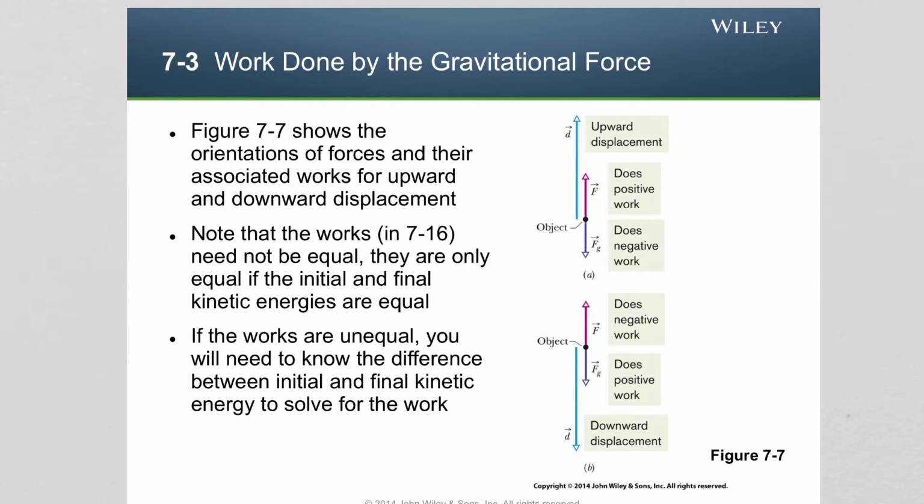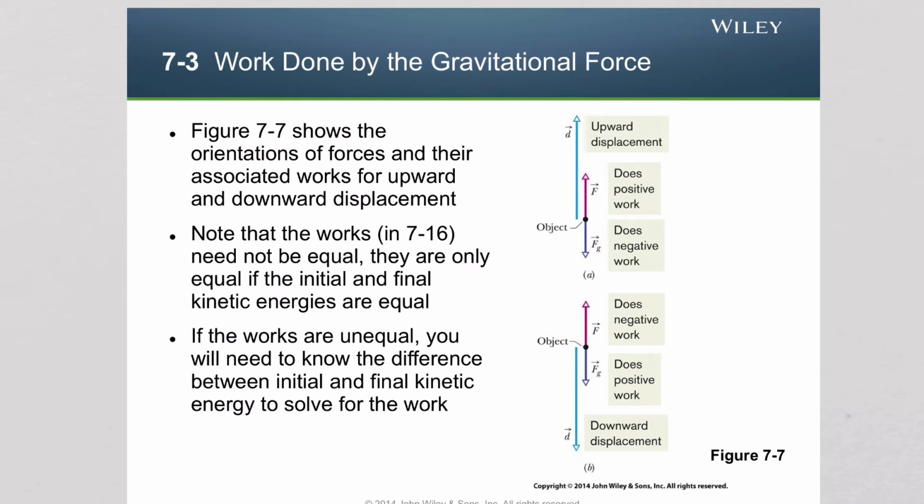Now let's consider that the object is not only under the action of the gravitational force, but also under the action of an external applied force, F. First, let's have the object displacing vertically up. The applied force is also directed vertically up, and of course, the gravitational force is directed down. So, in this case, the applied force F is going to do positive work because it is directed in the same direction as the displacement, and as we already know, the gravitational force in this case does negative work.